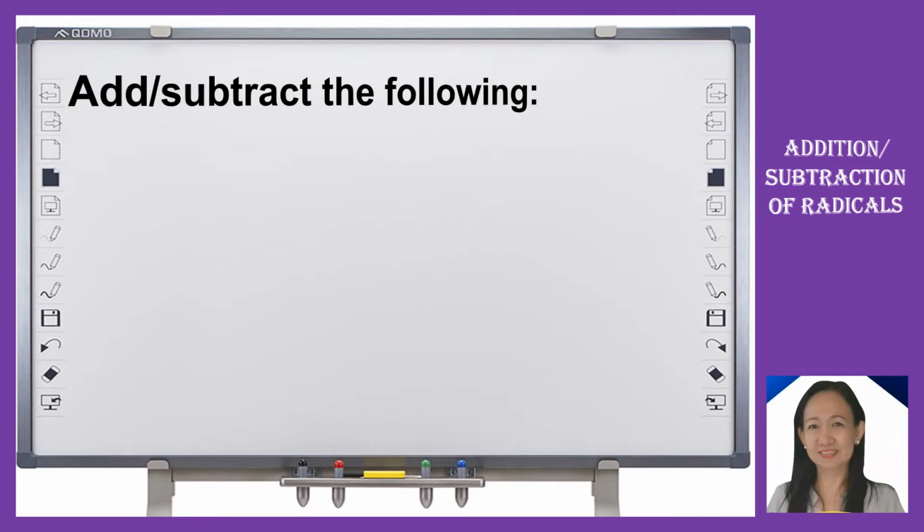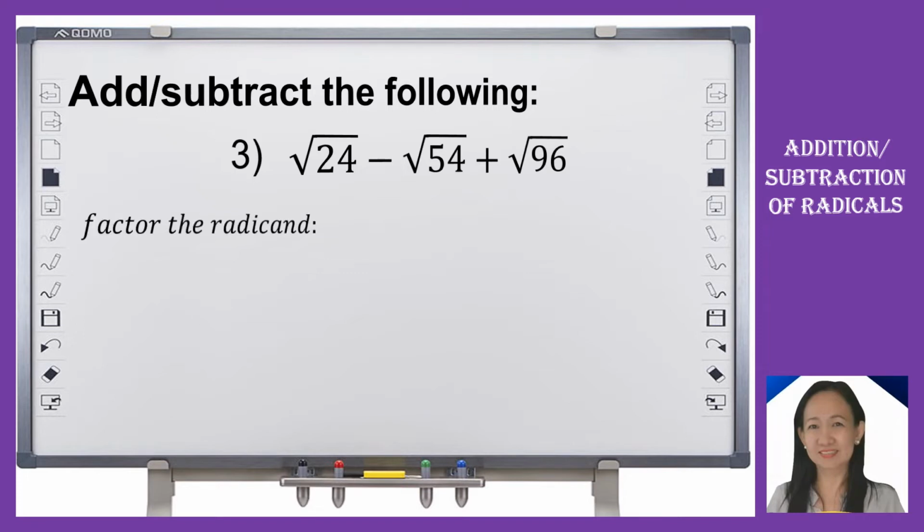Let us continue with example number 3. Our given is the square root of 24 minus the square root of 54 plus the square root of 96. Are they similar? At first glance, obviously, they are unlike or dissimilar radicals. But let us try to simplify them. So we have to factor the radicand.